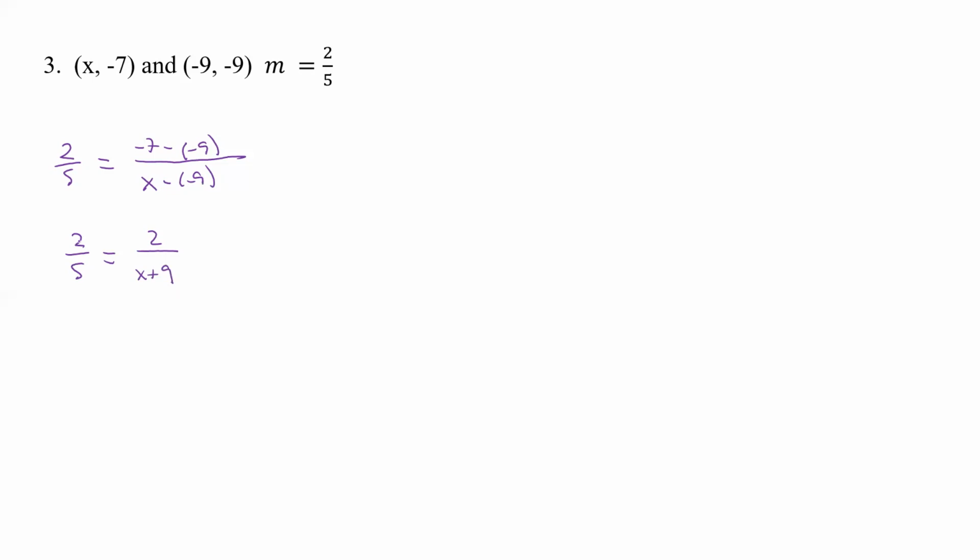Well, I'm seeing something here. 2 is equal to 2, so that's already done. So what I can do is set the denominators equal to each other and say, well, let's do it over here. 5 equals x plus 9, subtract 9. x is equal to negative 4. And so if I plug a negative 4 in here, negative 4 plus 9 is 5. And so then those are equal. So that is the correct solution.